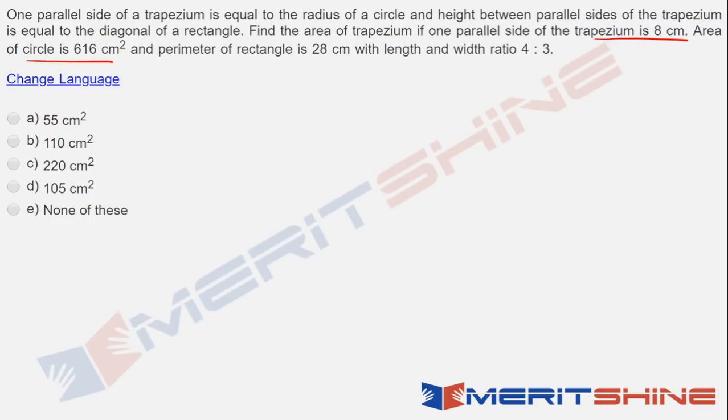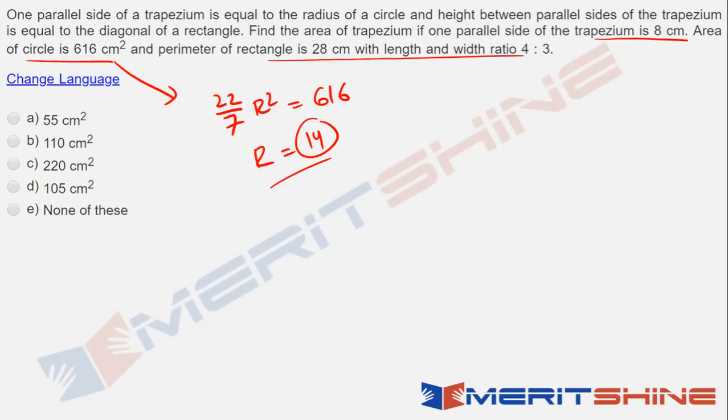Area of circle is this much. So 22 by 7 r square would be equal to 616. You solve this, you get the value of radius from here. It will be 14 here. So it should not be too much of an issue. Perimeter of rectangle is this much. So what is this radius 14 here? This is the other side. So one side would be 8, the other side would be 14. So you got both the sides now.